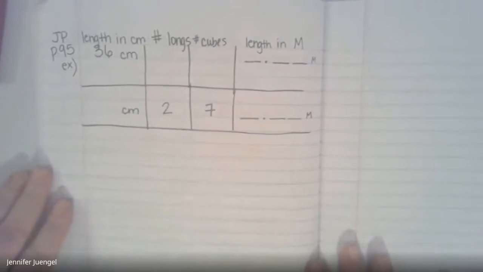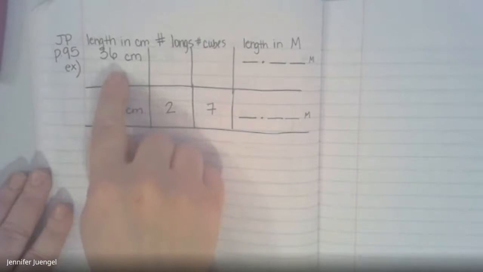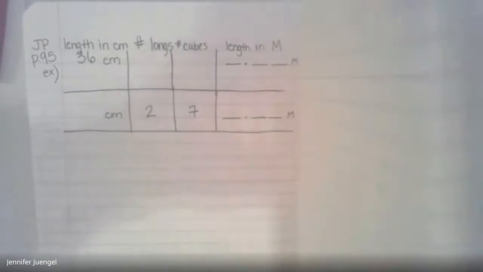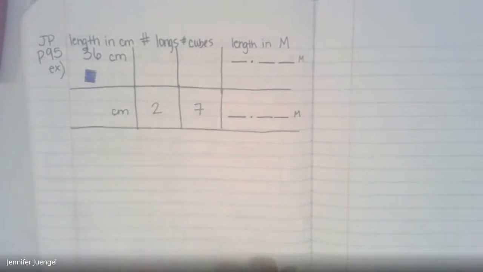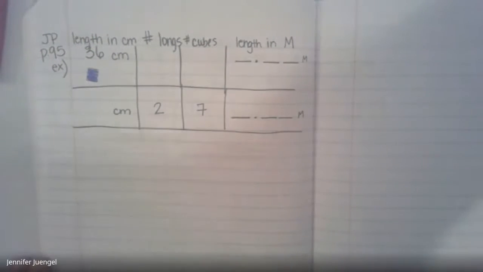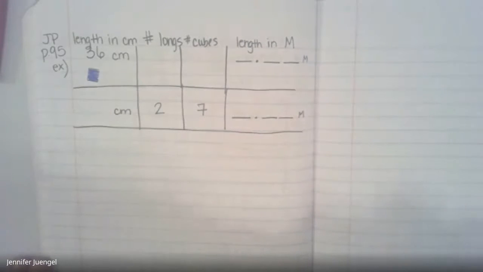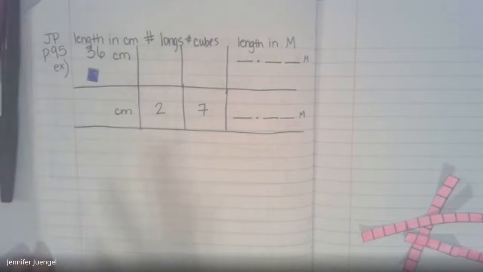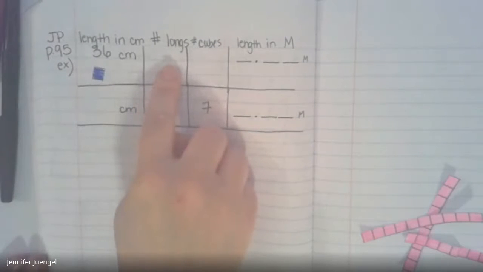So what you're going to be doing today is imagining if they give you a number like 36 centimeters, 1 centimeter, remember, means 1 little tiny unit cube. So if you have 36 of them and you break them into tens and ones like we did with money, tenths or hundredths, how many longs do you see?